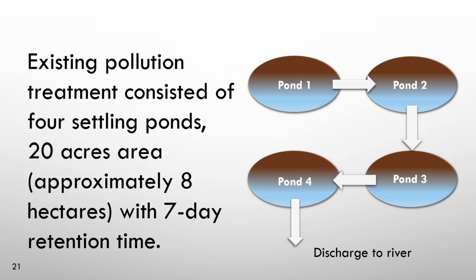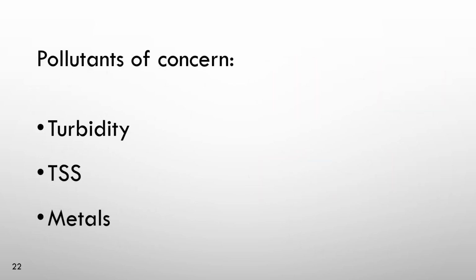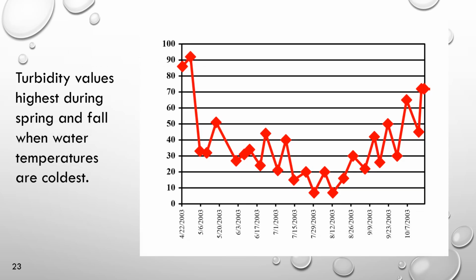Their existing pollution treatment consisted of 4 settling ponds that had about 20 acres of area and a 7-day retention time before the 4 ponds. And again, that discharged back to the river. The pollutants of concern, just like the previous, were total suspended solids and metals. The turbidity varied depending on the time of year.